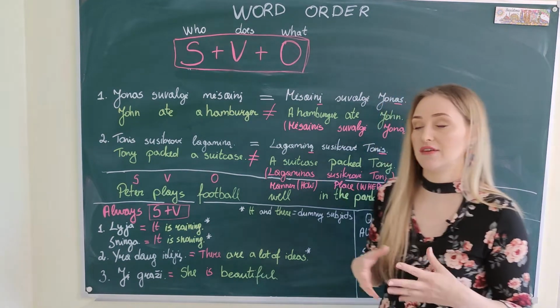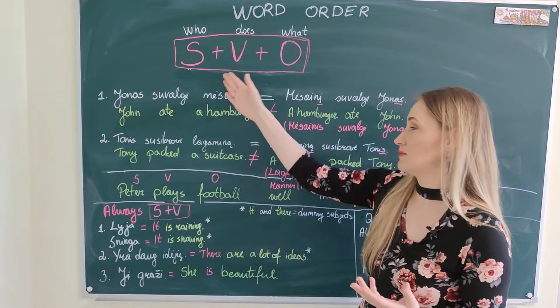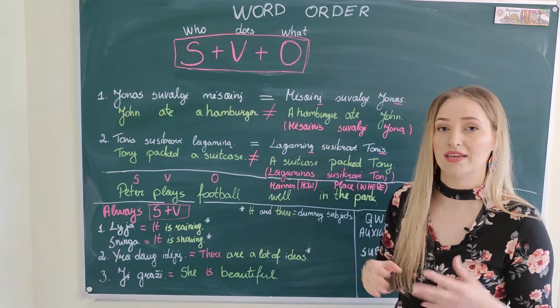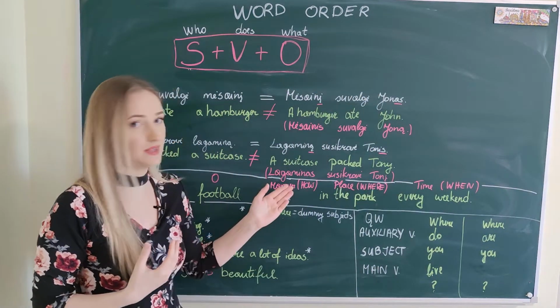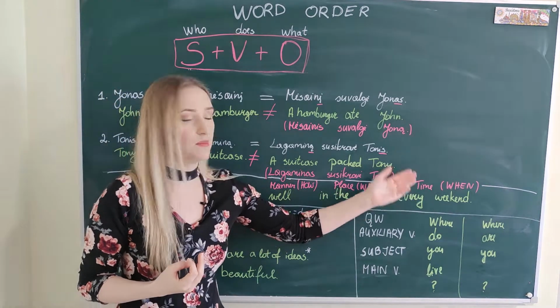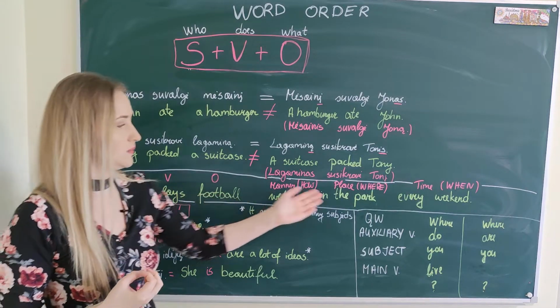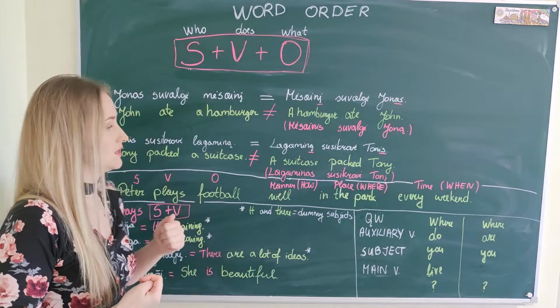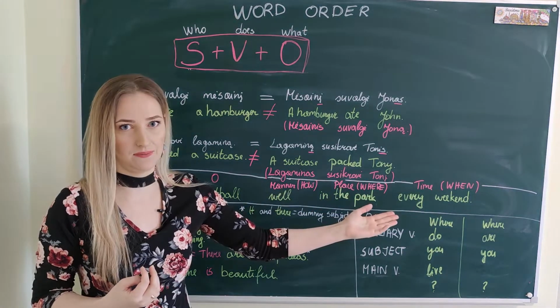Of course, not every sentence in English is that short and consists of only a subject, a verb, and an object. You may expand on your English sentences by adding manner, that answers the question how, place, where, and time, when. For example, Peter plays football well in the park every weekend. So, of course, we start with subject, verb, object, and we have manner, place, and time.